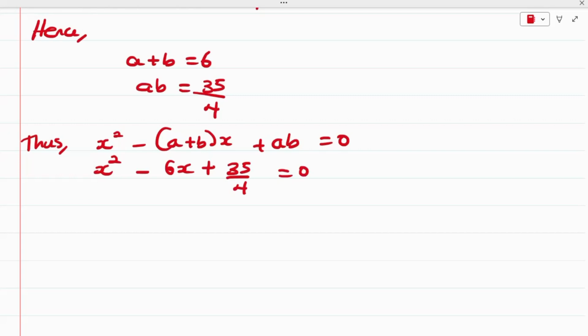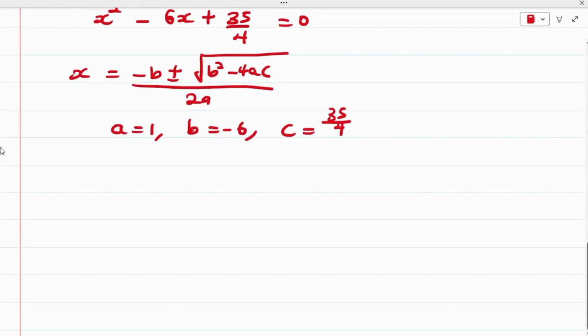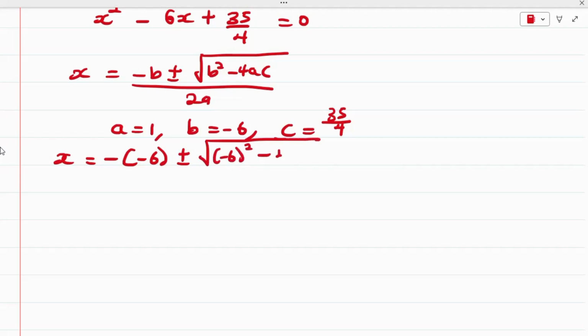So we want to solve this using the quadratic formula that says x is equal to minus b plus or minus the square root of b squared minus 4ac, divided by 2a, where a is equal to 1, b is equal to minus 6, and c is equal to 35 over 4. So at this point we have x is equal to minus minus 6 plus or minus the square root of b squared, which is minus 6 all squared, minus 4 times a, which is 1, times c, which is 35 over 4, divided by 2 times a, which is 1.